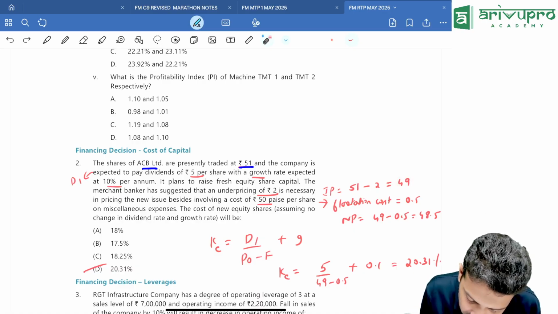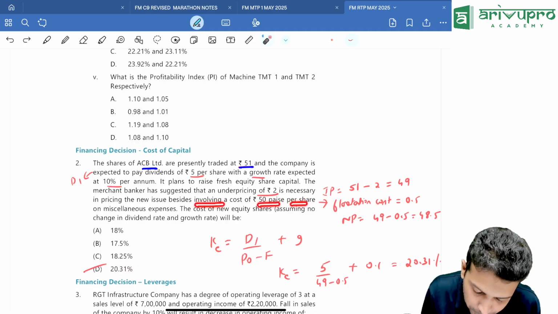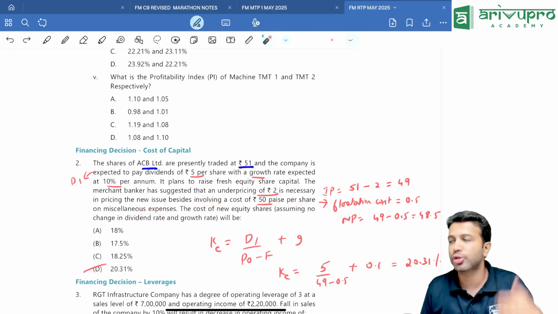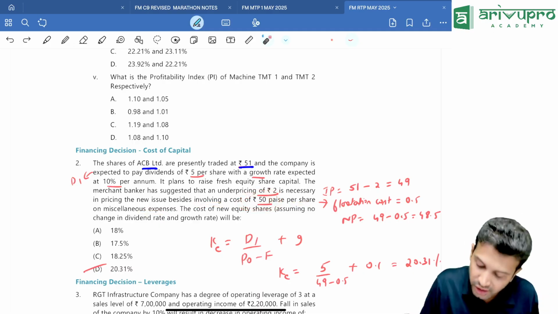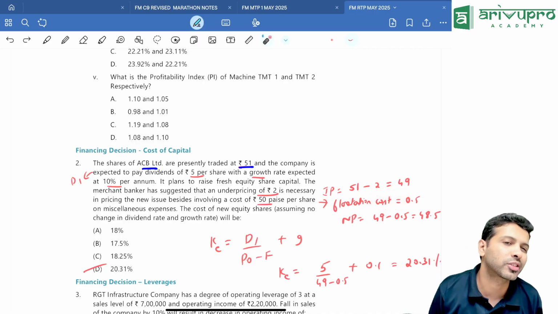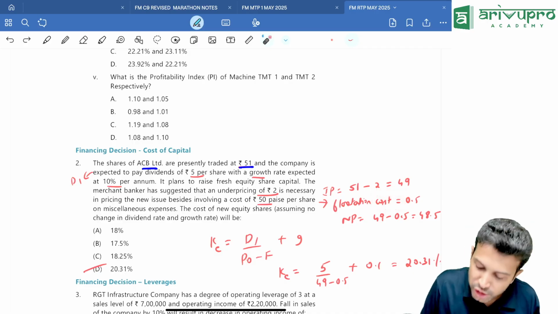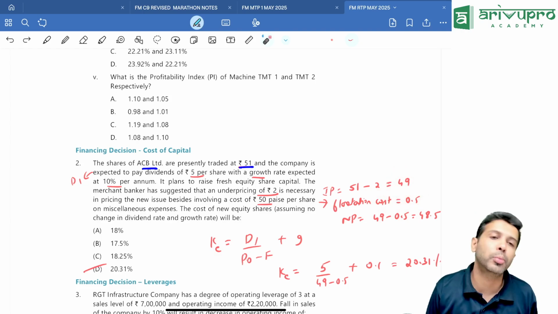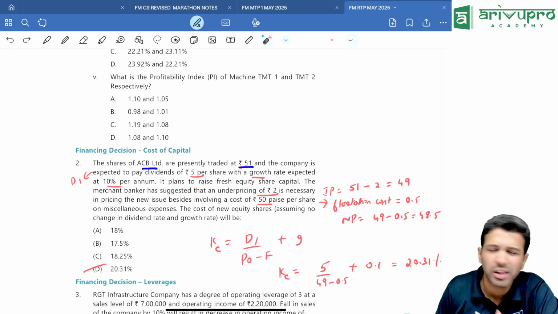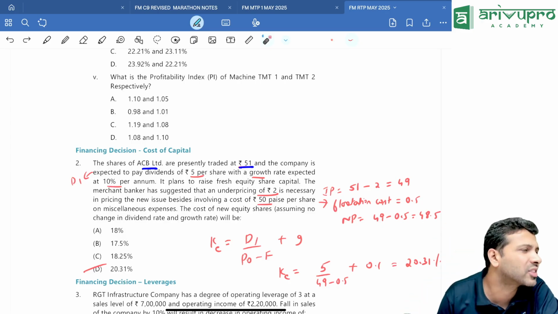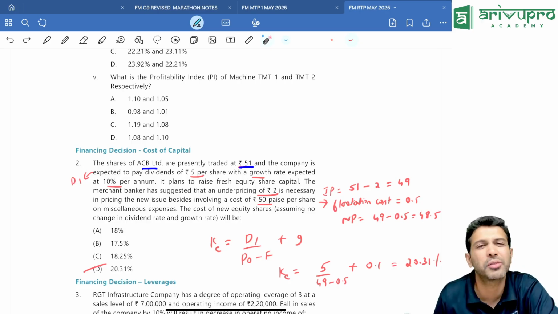And besides this, it involves a cost of 50 paisa per share as miscellaneous expenditure. To issue these shares, we have to incur 50 paisa as cost. This only we call a flotation cost. How much is flotation cost? 0.5. Okay. Issue price is 49. Flotation cost is 0.5, so what is your net proceeds? 48.5. Correct?